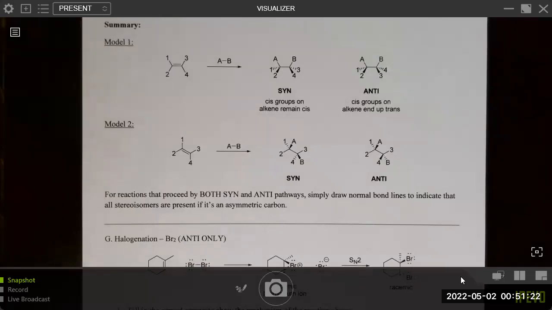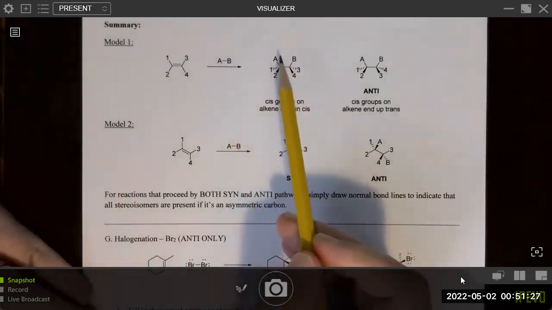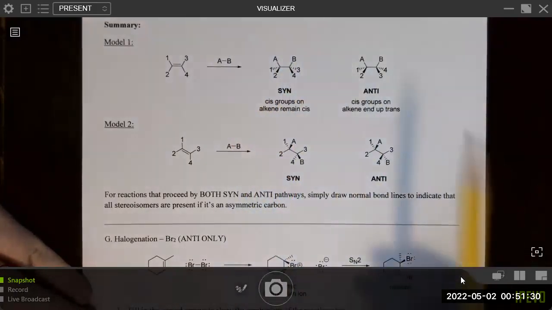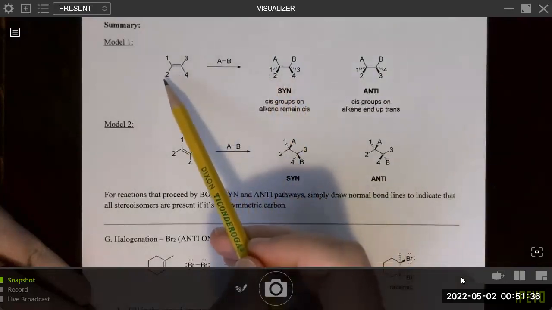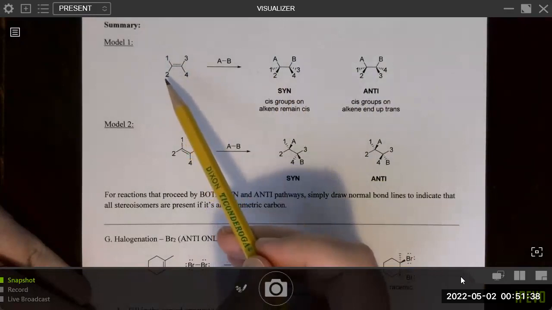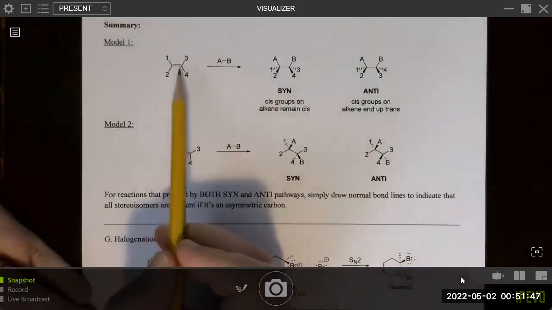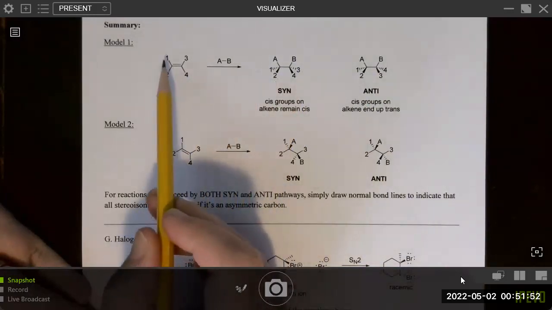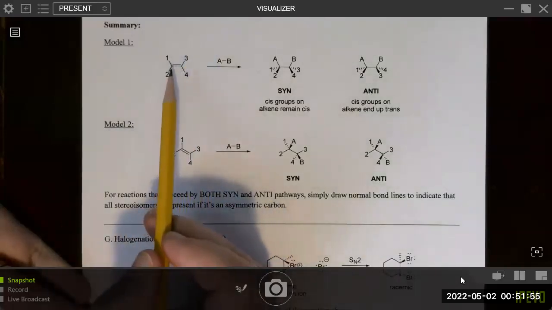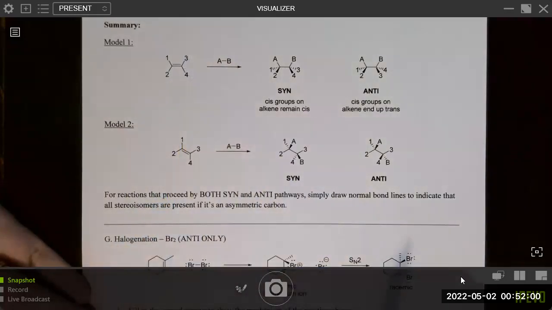So with model 1, we keep the incoming groups that are getting added across the pi bond in the plane. And then we draw the other two groups that were attached to the alkene as being on a dash or a wedge. So if it's syn addition, then we would just keep the relative orientation of all 4 of these groups the same. So 1, if looking at it from this perspective, 1 would be pointed to the back, 2 would be coming out at you, 3 would be pointed to the back, and 4 would be coming out at you.